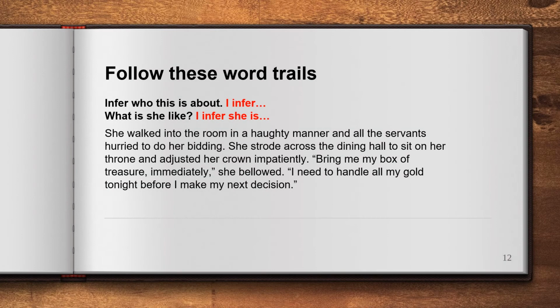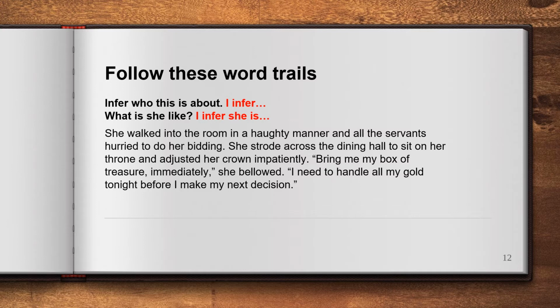What about this one? Who is this about? And what is she like? She walked into the room in a haughty manner, and all the servants hurried to do her bidding. She strode across the dining hall to sit on her throne and adjusted her crown impatiently. "Bring me my box of treasure immediately," she bellowed. "I need to handle all my gold tonight before I make my next decision."